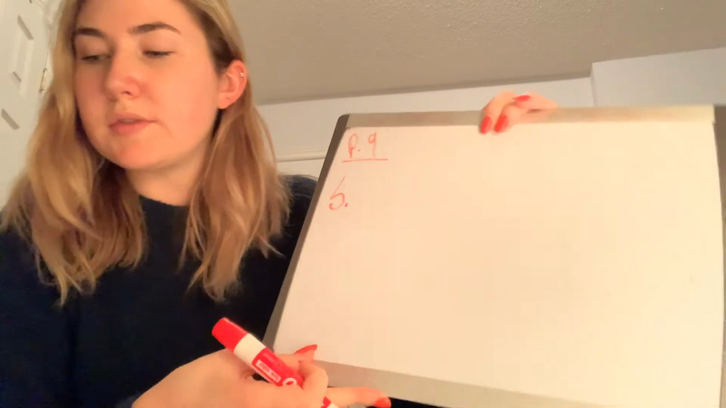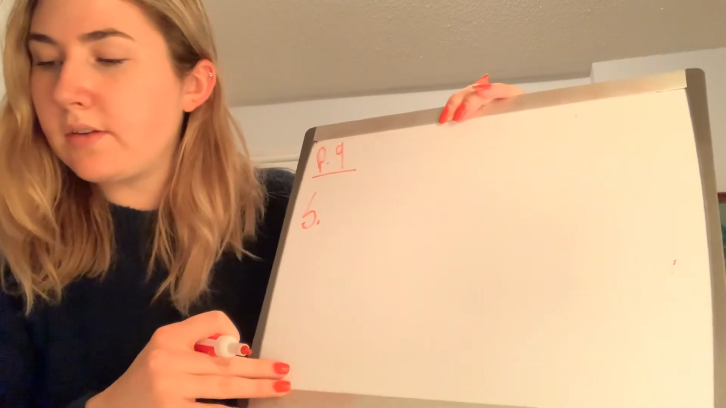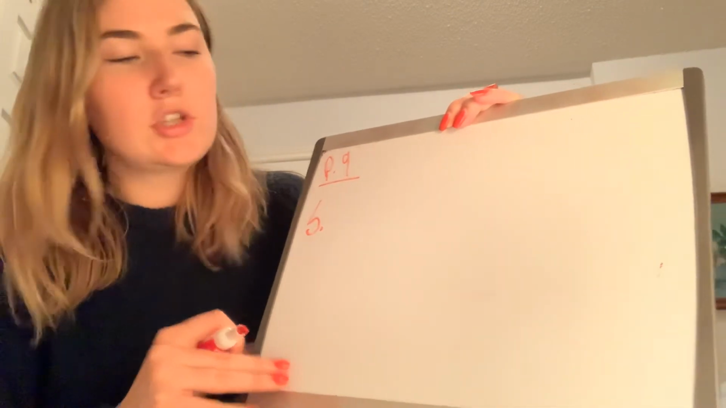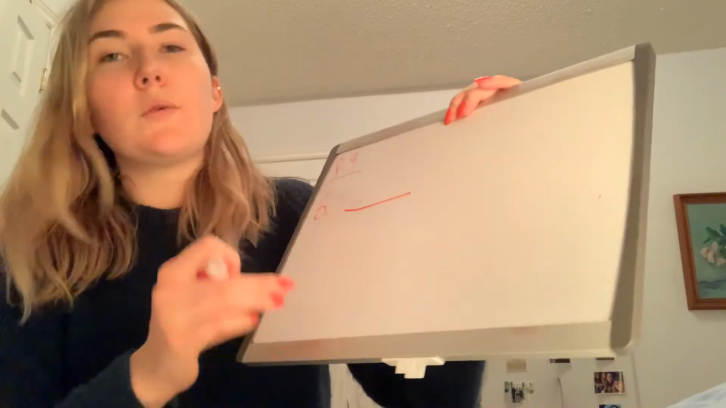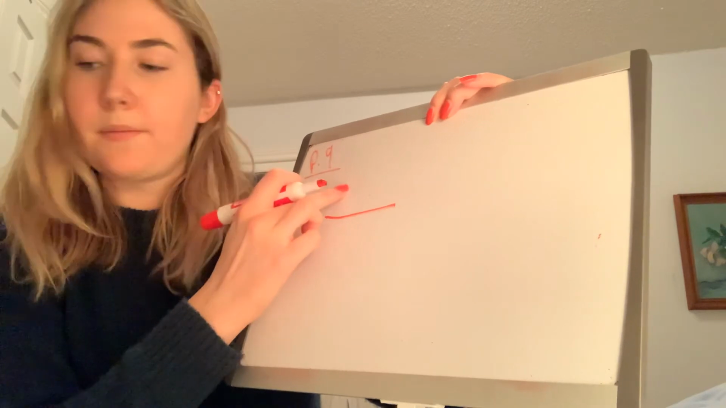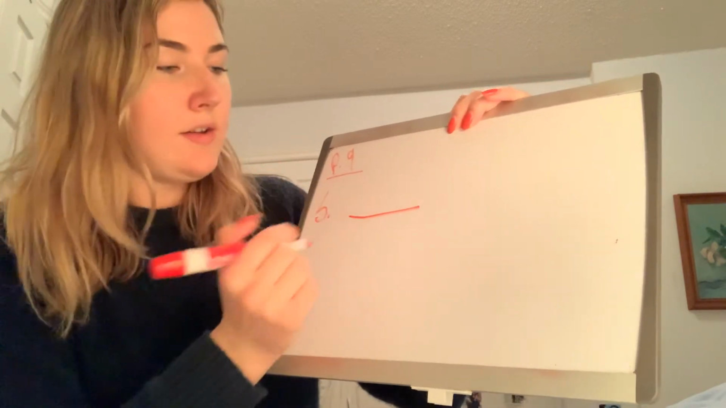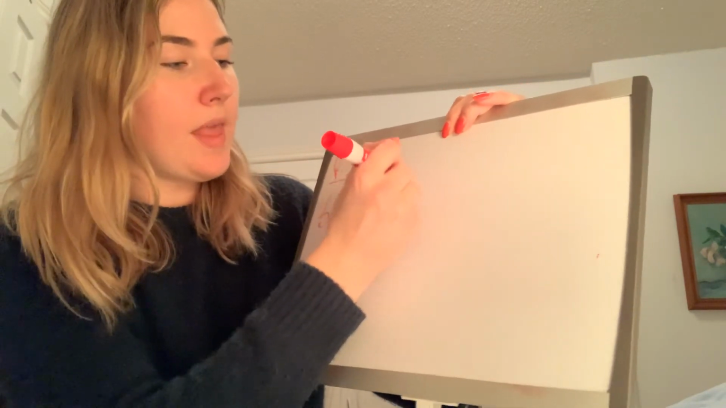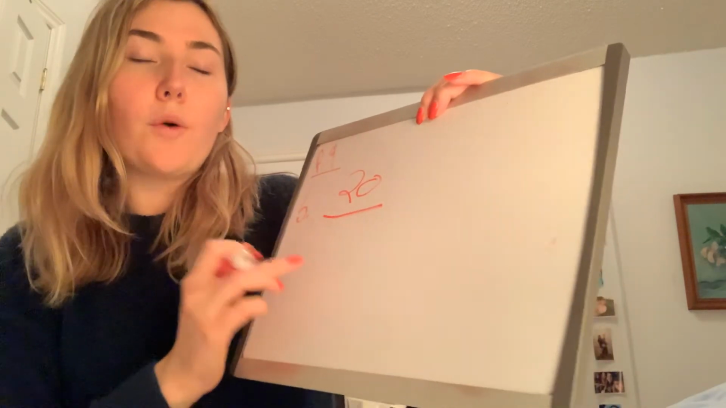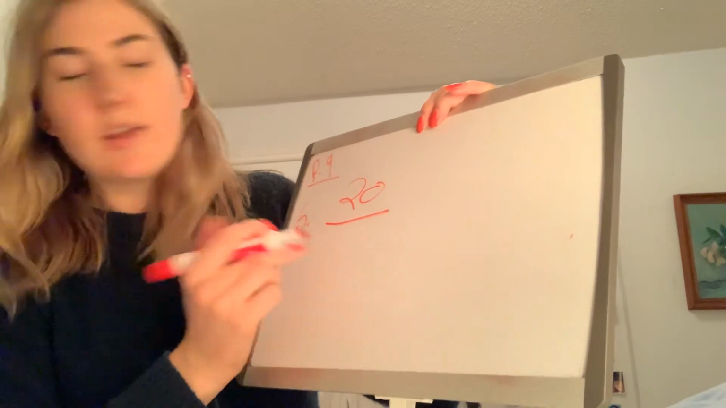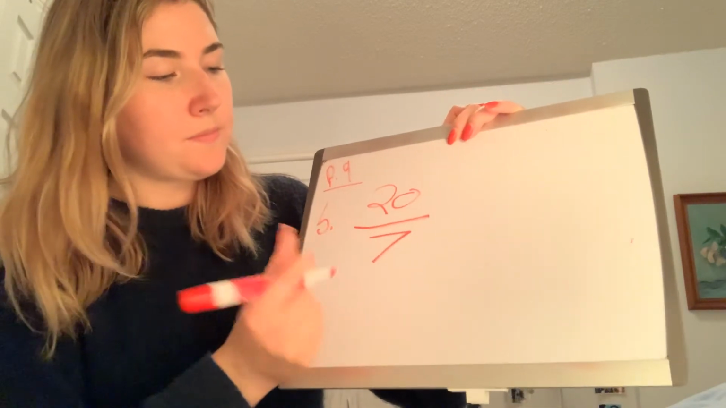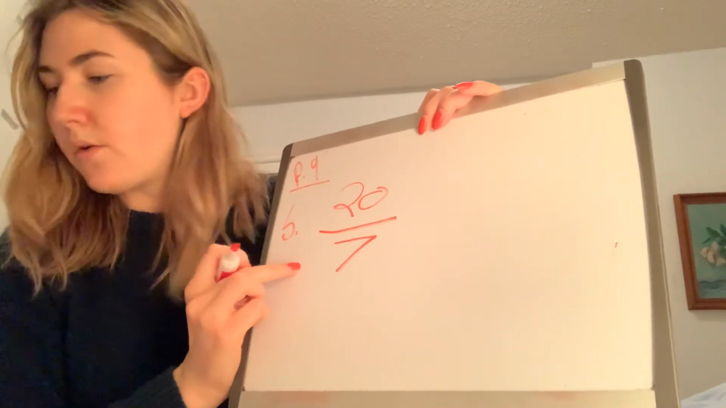The picture shows 7 parts in each unit. There are 20 parts shaded. All right, so remember, what's shaded always goes on the top. So it says there are 20 parts shaded, so that goes on the top. And then the number of units always goes on the bottom. So it says there's 7 parts in each unit, so that'll go on the bottom. So for B, we have 20 over 7.